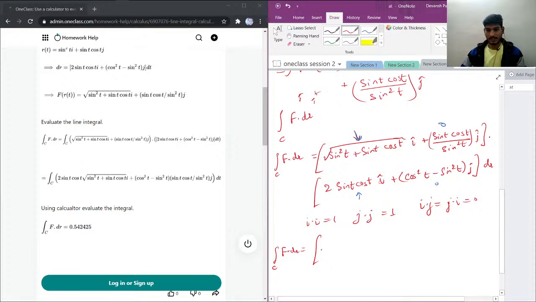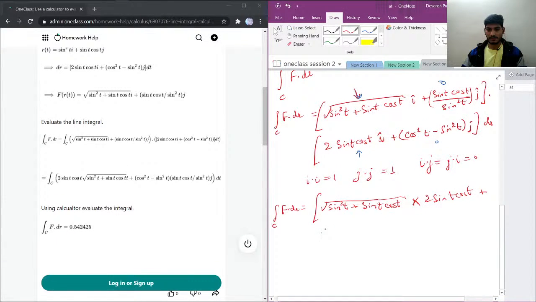So I will write square root of sine square t plus sine t cosine t, times, or just multiplication sign, and 2 sine t cosine t plus, then we have sine, then this term is going to multiply with this term, and sine t cosine t over sine square t multiplied by cosine square t minus sine square t.